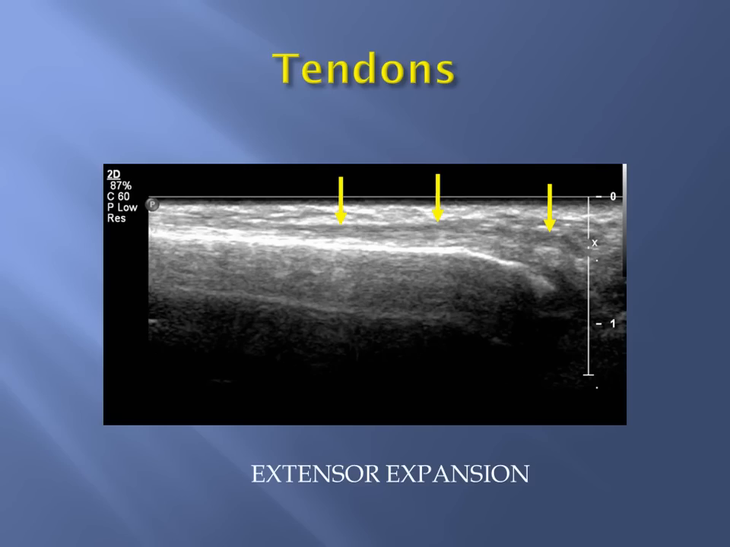There are two extensor tendons of the thumb, the extensor pollicis brevis and the extensor pollicis longus. Distally, these become confluent to form the extensor expansion, which attaches to the distal phalanx. These are shown in a longitudinal ultrasound image delineated by the arrows. Remember that the extensor pollicis longus starts out medial to Lister's tubercle and then crosses over distal to Lister's tubercle.